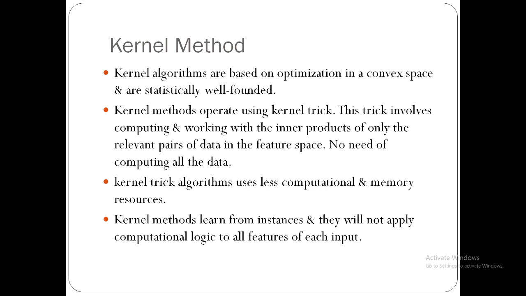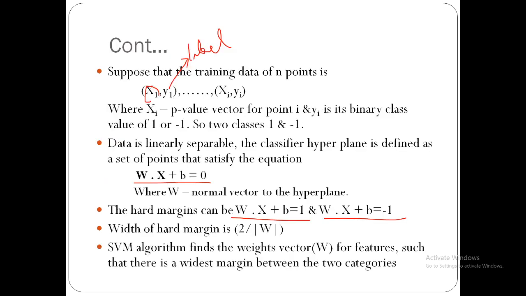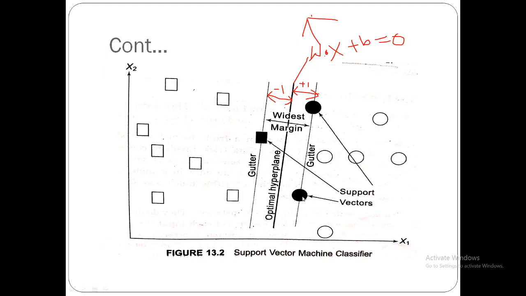Kernel methods operate using a kernel trick, which involves computing and working with the inner products of only the relevant pair of data in a feature space. Inner computations will happen, and they will consider only the data points which are relevant. In our problem, only 3 relevant data points are there. See here, one data point, the other data point, and this one. We are going to work with these relevant data points. We are going to ignore the remaining data points because they are already classified.